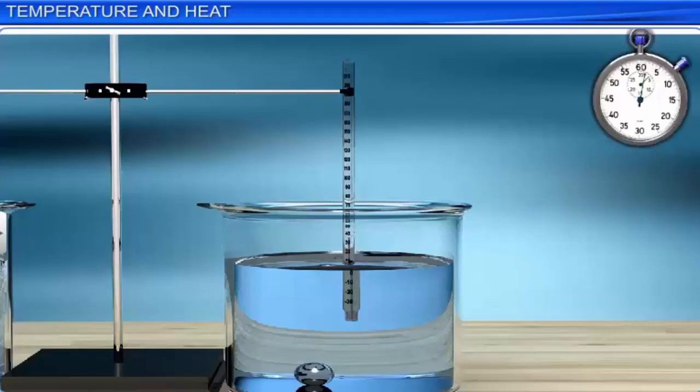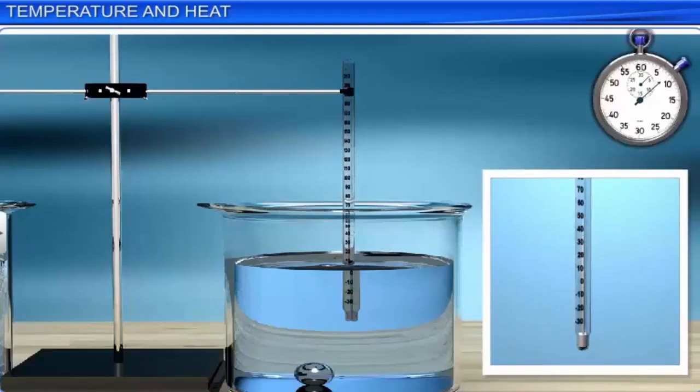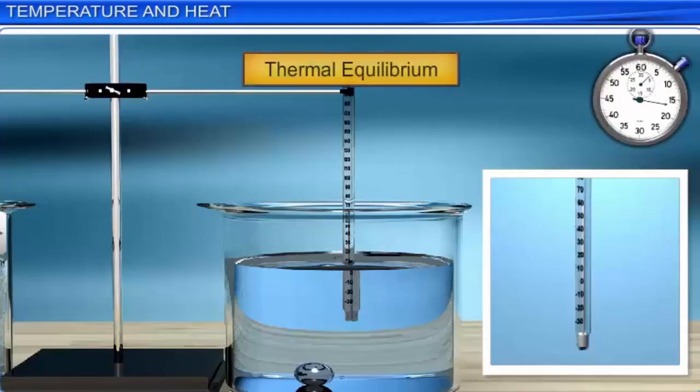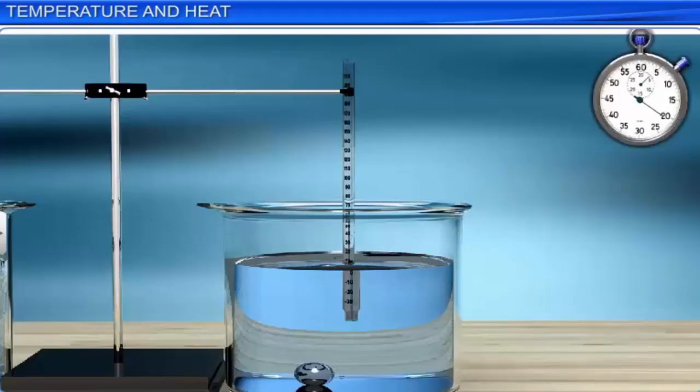Coming back to the experiment, after a sufficient time, it is observed that the temperatures of the iron ball and cold water are the same. Now we say that both the bodies are in thermal equilibrium. When two bodies are in thermal equilibrium, there will be no net exchange of heat energy between them.